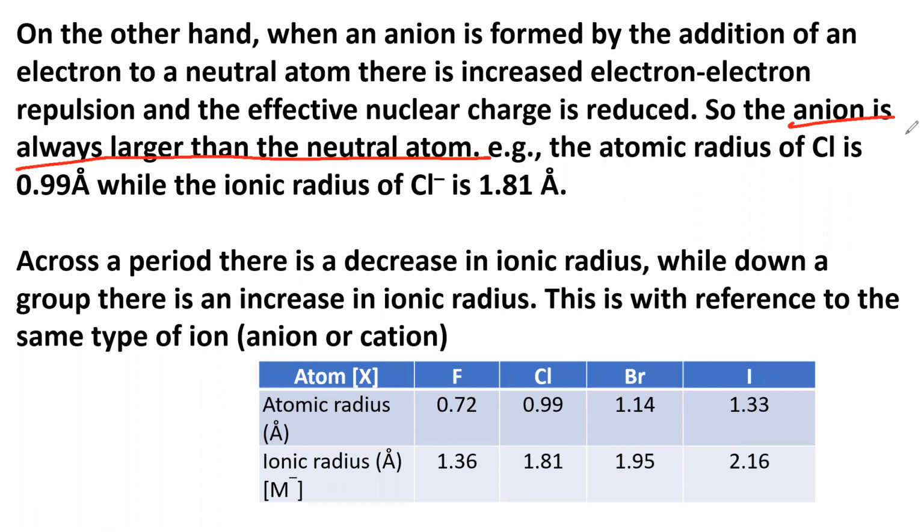So what happens in ionic radius? In the case of anions, the electrons are more when compared to protons. That is, the nuclear charge is less when compared to the electronic charge, because the number of electrons increases as they are gaining electrons. Due to this, the effective nuclear charge decreases. As the nuclear charge decreases, we know the radius increases.